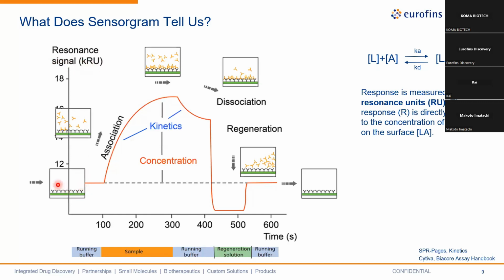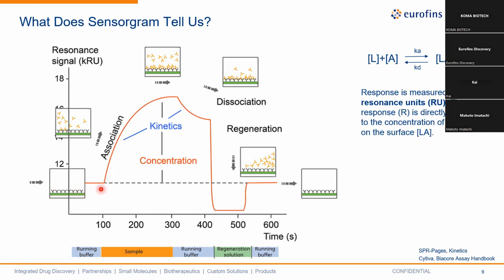Okay, so when you immobilize the antibody on the surface, we call it immobilizing the ligand on the surface. The molecule immobilized on the chip we call the ligand. The molecule that flows through the microfluidic channel in the solution, we call the analyte. So when you immobilize the ligand on the chip, this is the baseline of the assay. And then we start to use the running buffer to equilibrate the baseline.